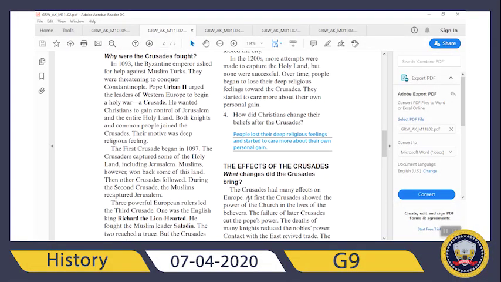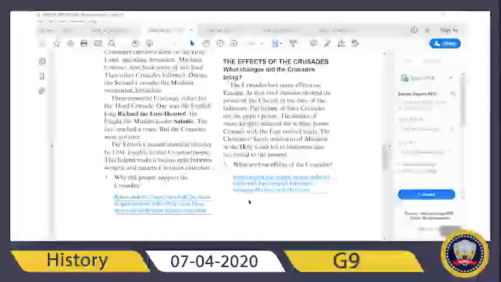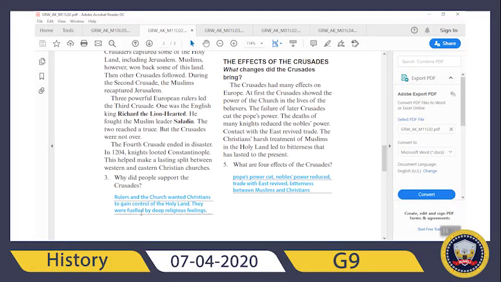There's going to happen another crusade. That was the third crusade. Here you can see three powerful European rulers led the third crusade. One was the English king Richard the Lion-Hearted. He fought the Muslim leader Saladin, and the two reached a truce.